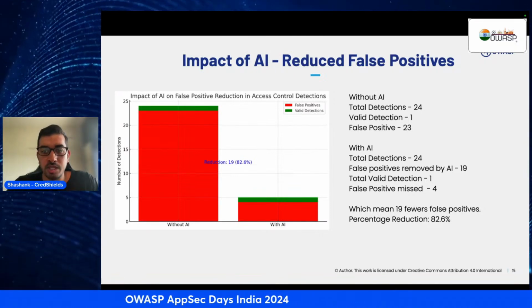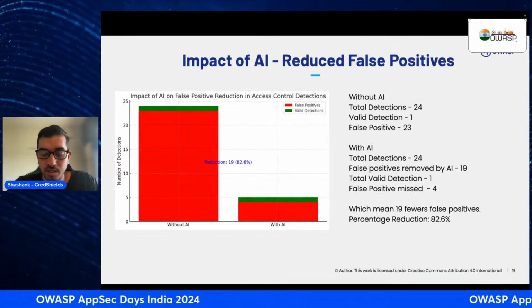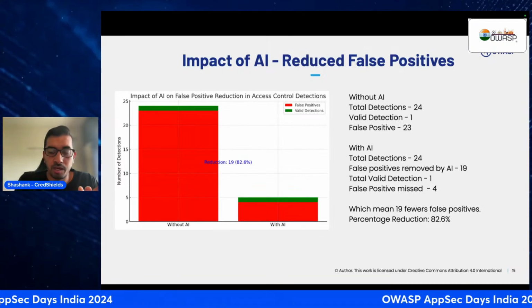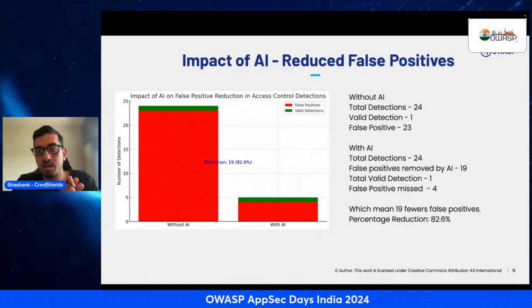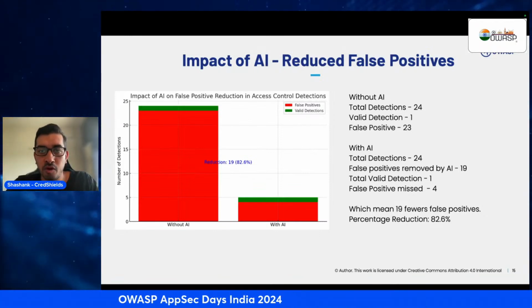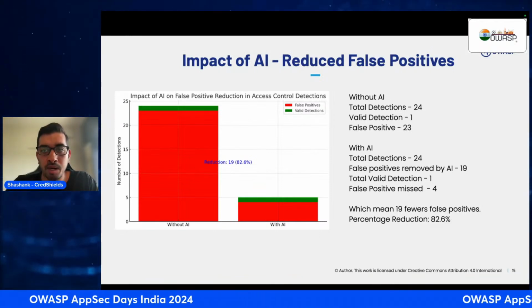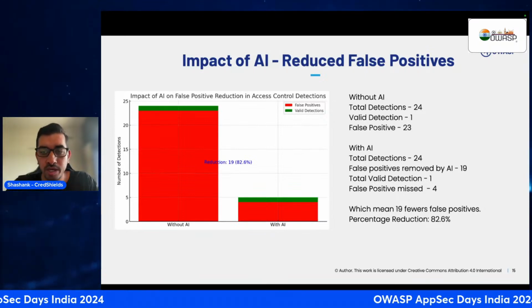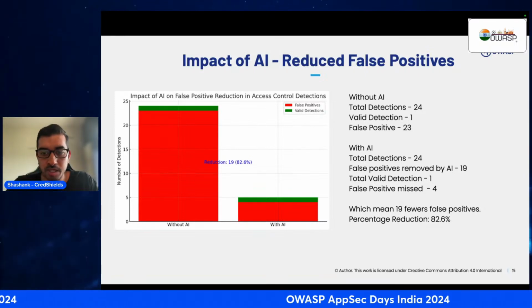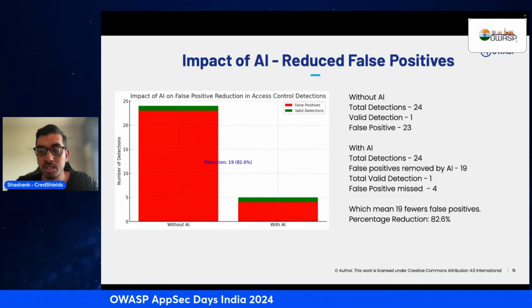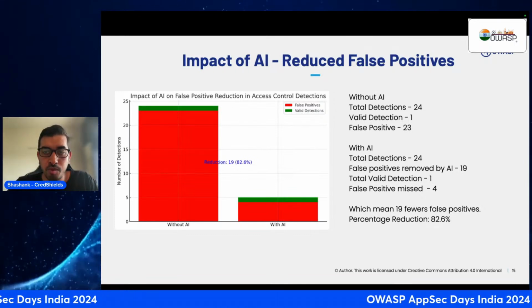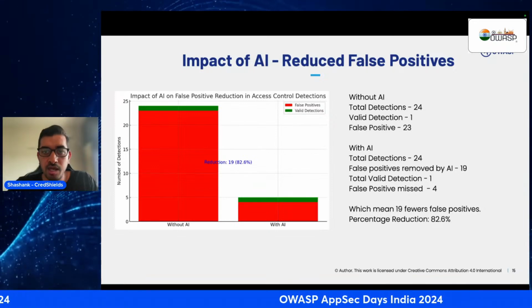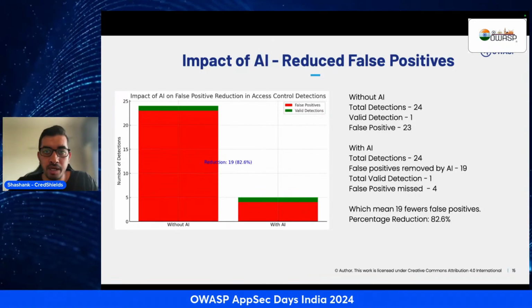So the AI itself reduced 19 false positives. As a developer or a company or a user, it's more beneficial for me to read through 5 bugs than 24 bugs in which only one is valid. The percentage of reduction was a drastic change, which is 82.6%. This is how, by providing context to the AI, we can actually make detections better.